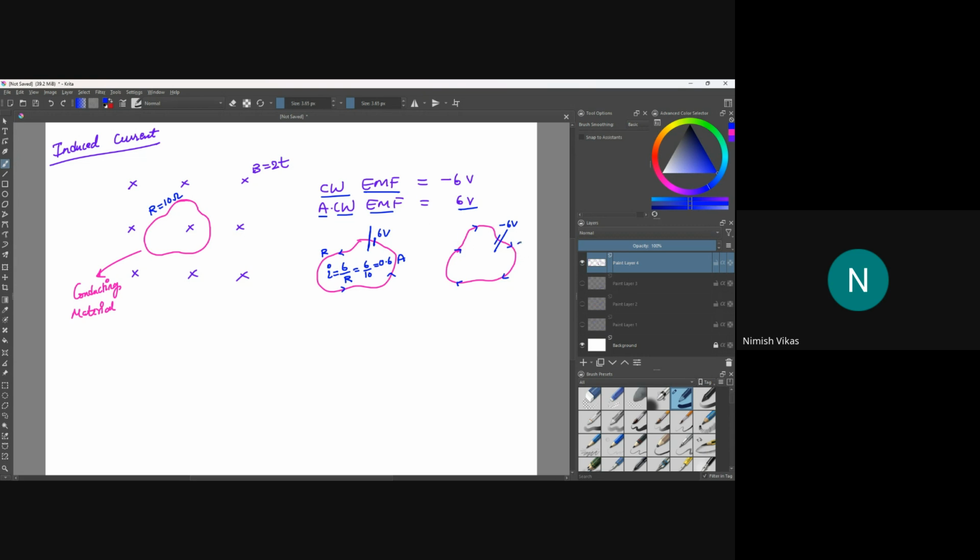Here, again, I is equal to minus 6 by R, so that is minus 0.6 ampere clockwise. So we can say 0.6 ampere anti-clockwise, or we can also say minus 0.6 ampere clockwise. Both are the same. So that's it, guys. The way we find the induced current is you replace the EMF produced by time varying flux with a simple battery. Any questions in finding induced current? Please let me know.